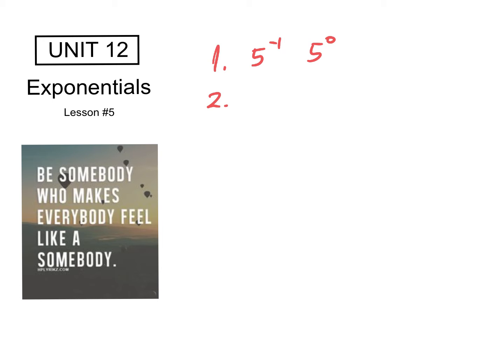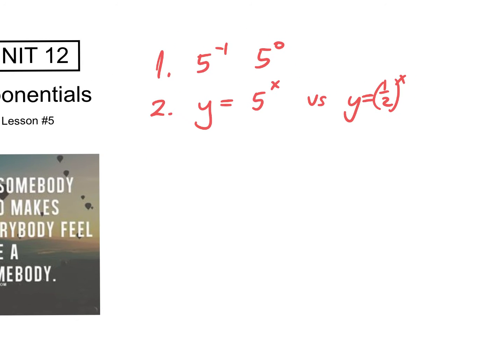Question number 2. If you have one that's like this, 5 to the x versus 1/2 to the x, label which one's decay and which one's growth. G or D, growth or decay.